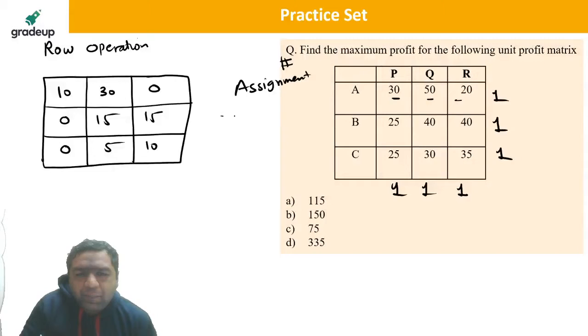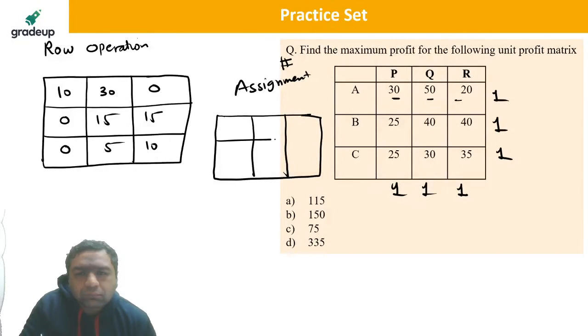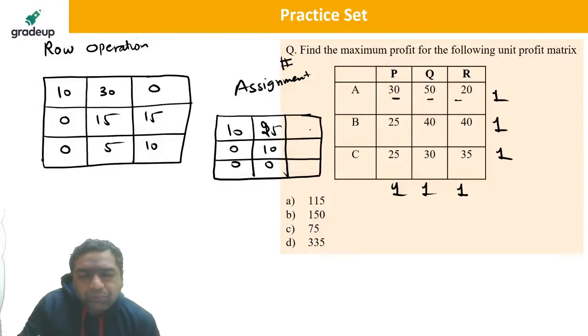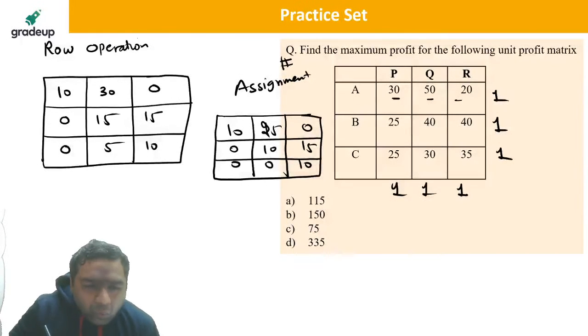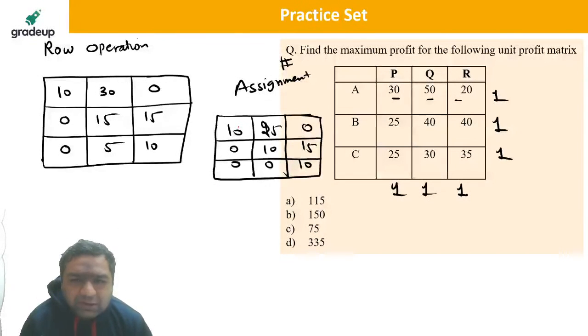Then we will go for column operation. 10, 0, 0. 25, 10 and 0. 0, 15 and 10. Yes, guys. Now we will be going for assignment, and we need to search for the single zero basically.